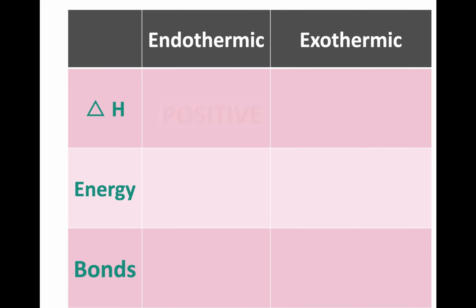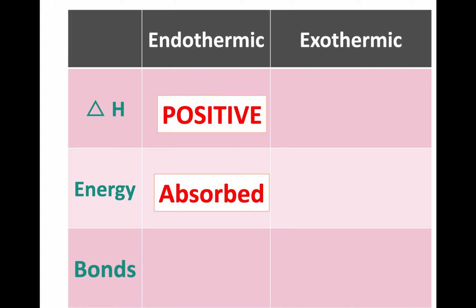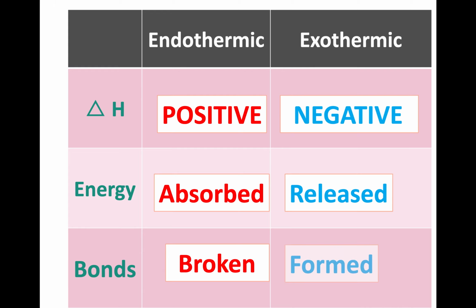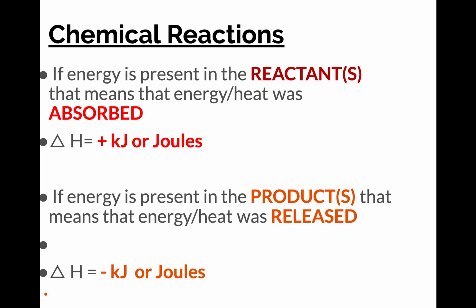Endothermic reactions, the delta H is going to be positive, whereas exothermic reactions, the delta H will be negative. In endothermic reactions, the energy is going to be absorbed. In exothermic reactions, the energy is going to be released. Bonds are broken for endothermic reactions, remember, going from a solid to a liquid, whereas bonds are formed in an exothermic reaction, going from a liquid to a solid.